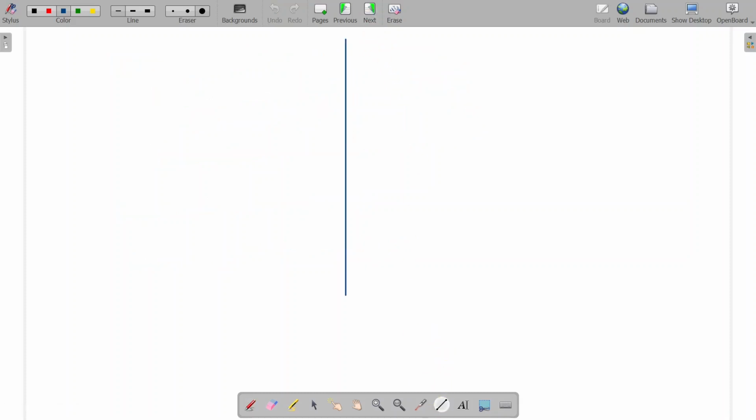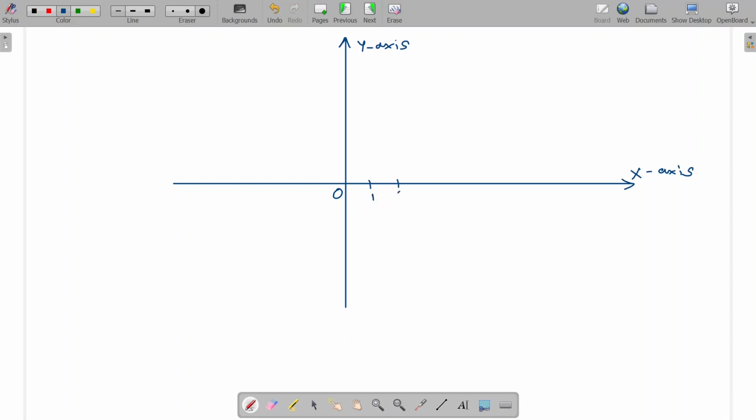So suppose this is the y axis and this is the x axis, right? So y axis, this is the x axis, then this is the origin. Now we will write the numbers here. So 1 2, that is the scale, 1 2 3 4 5, 6, 7, 8, 9, 10, right?